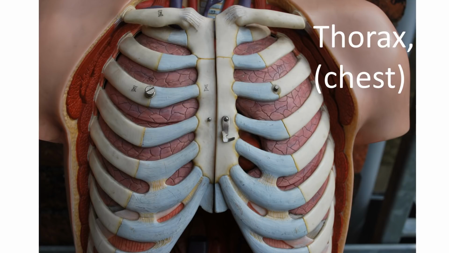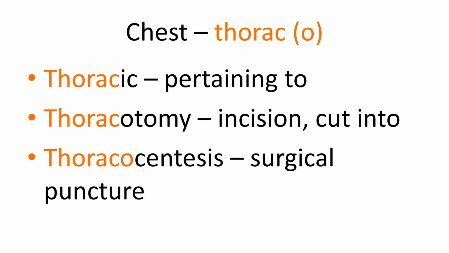Thorax means to do with the chest. The thoracic cavity is that which is inside the chest cavity, below the ribs and intercostal muscles and above the diaphragm. So thoracic just means pertaining to the chest. A thoracotomy, otomy means incision or to cut into. So a thoracotomy would be an opening of the chest by a surgeon.